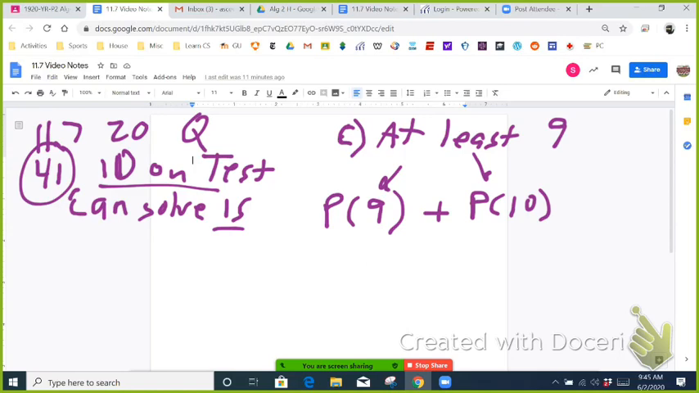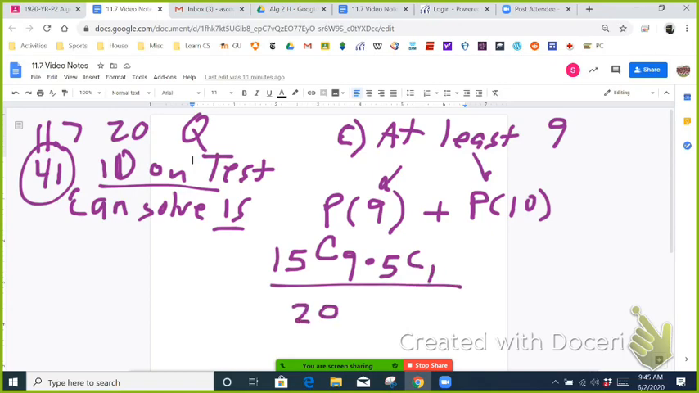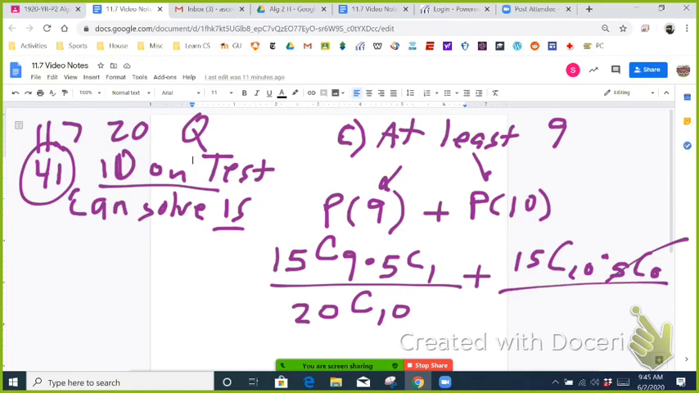So if you're going to get 9 correct, that means out of the 15 that you can solve, choose 9 of them, times out of the 5 you can't solve, choose 1 of them, and then divide that out of the 20 questions total, choose 10. And then add it to, out of the 15 you know how to solve, choose 10. Now you could theoretically do 5 choose 0, but that's just equal to 1, so it won't matter, because there's only one way to choose none of the questions you don't know how to do. And then divide by 20 choose 10. And then type these 2 fractions in the calculator and add them together.